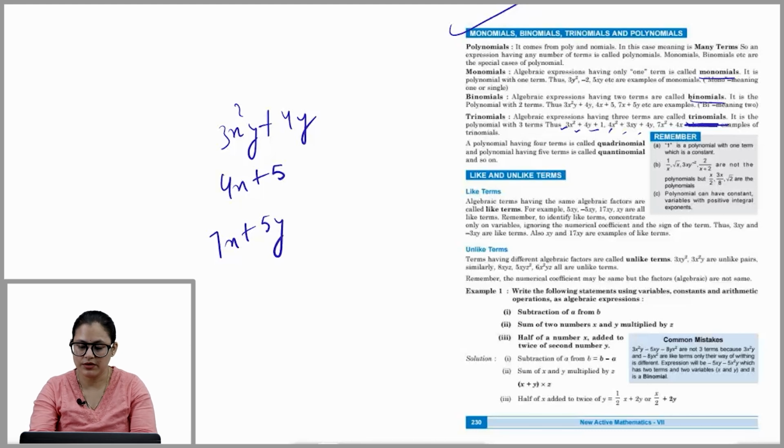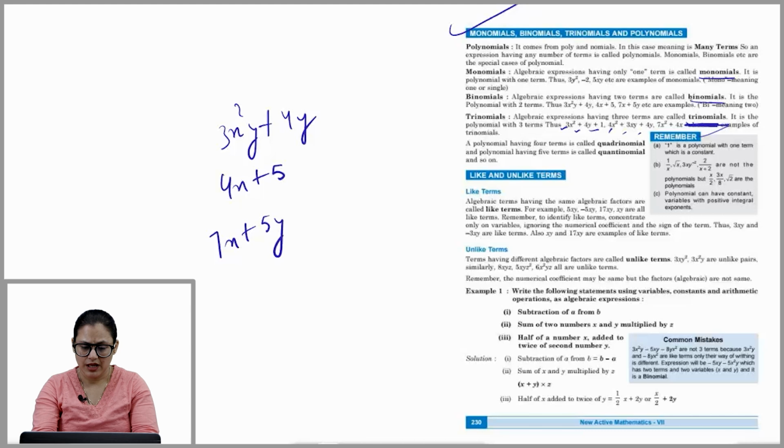Remember, 1 is a polynomial with 1 term which is a constant. B, 1 by x or under root x or 3xy minus 2, 2 by x plus 2 are not polynomials, but x by 2, 3x by 8 and under root 2 are polynomials. And C, polynomials can have constants and variables with positive integral exponents.